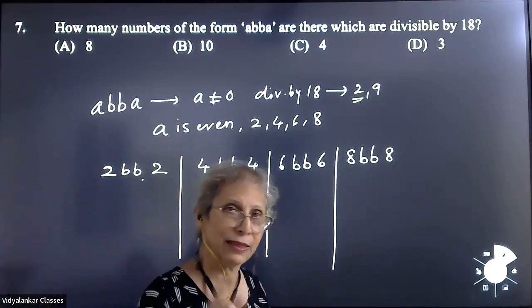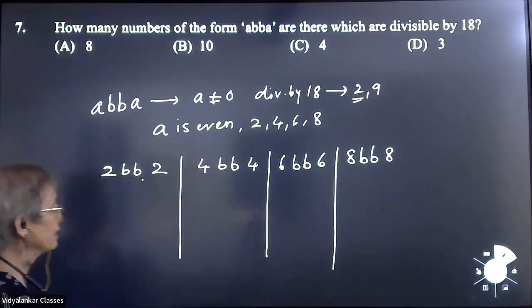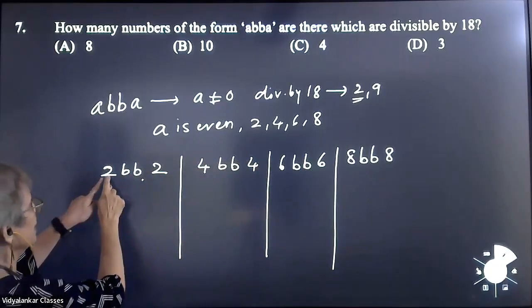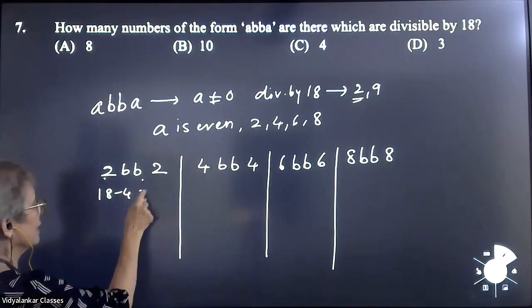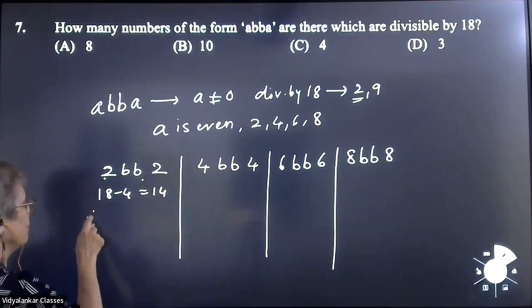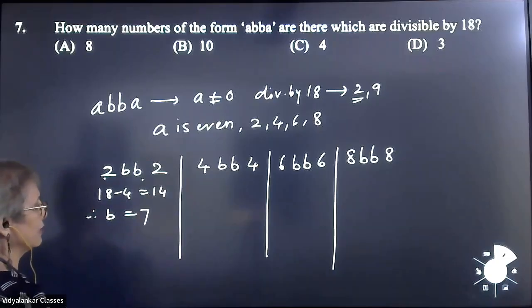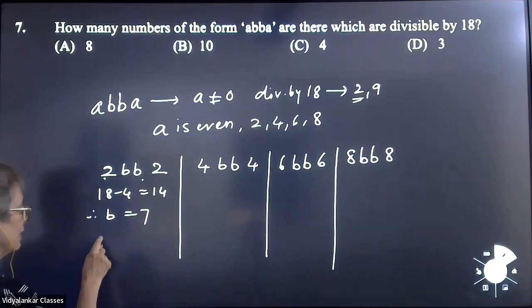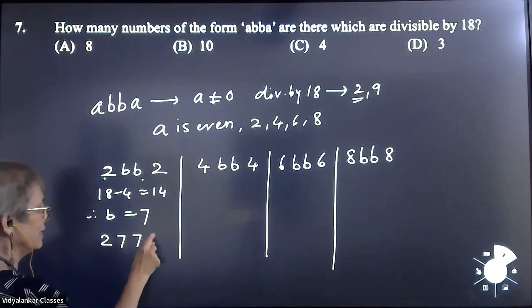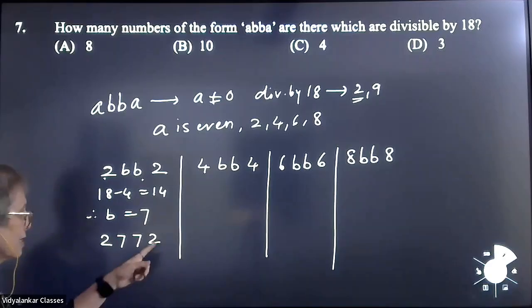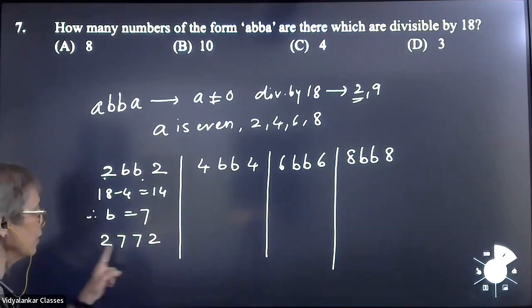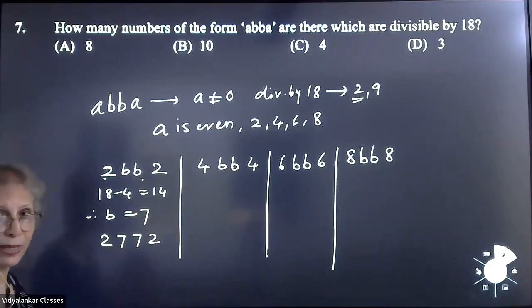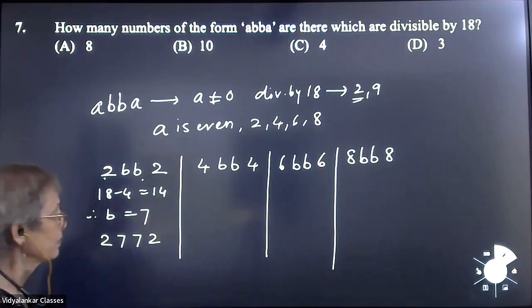And therefore we will go for sum 18. If the sum is 18, then it is divisible by 9. So for sum 18, 2 plus 2 is 4. 18 minus 4 is 14, and therefore B must be equal to 7. And therefore the first number is 2772. See, the sum of the digits is even, so divisible by 2, and the sum of the digits is 18, so divisible by 9, and therefore the number is divisible by 18.